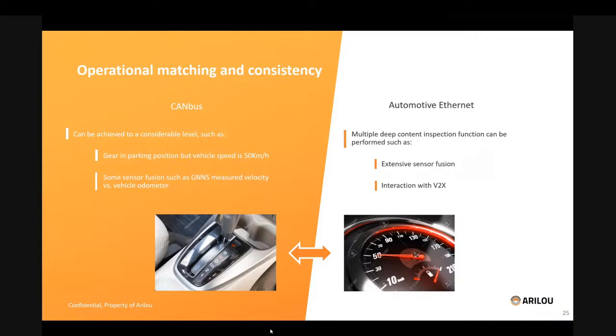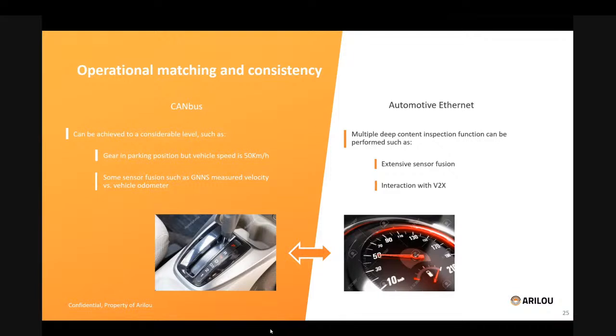Another very interesting thing would be interaction with the V2X. This is a long-term item in which we can use external data to check ourselves, and the other way round, check the incoming data from the V2X to make sure that it's not a cyber attack from the infrastructure or from other neighboring vehicles that have a compromised device on board and is trying to create a mess around. So looking at the operation matching and consistency can be done both in CANbus and Ethernet.